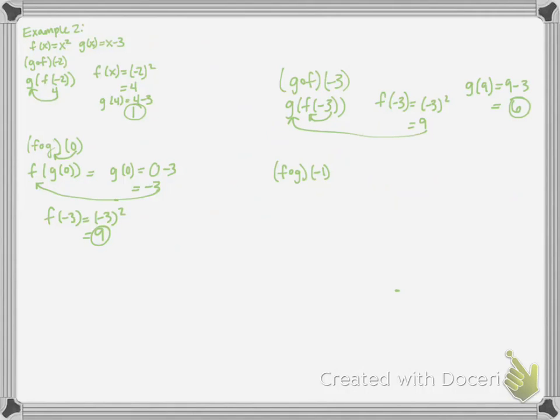If I go over here, I got f of g of negative 1. I got to plug it into my g equation first. So I got g of negative 1, so negative 1 minus 3, which gets me negative 4. I need to take that and plug it into my outermost equation, so my f equation, so negative 4. Remember, I take out a letter, put in a number, I need to use parentheses. Negative 4 squared then gets me 16.